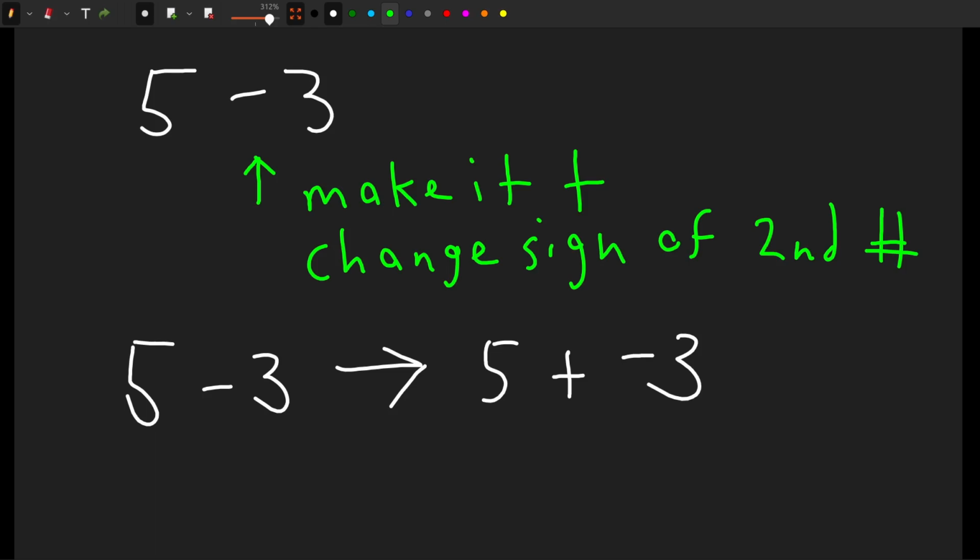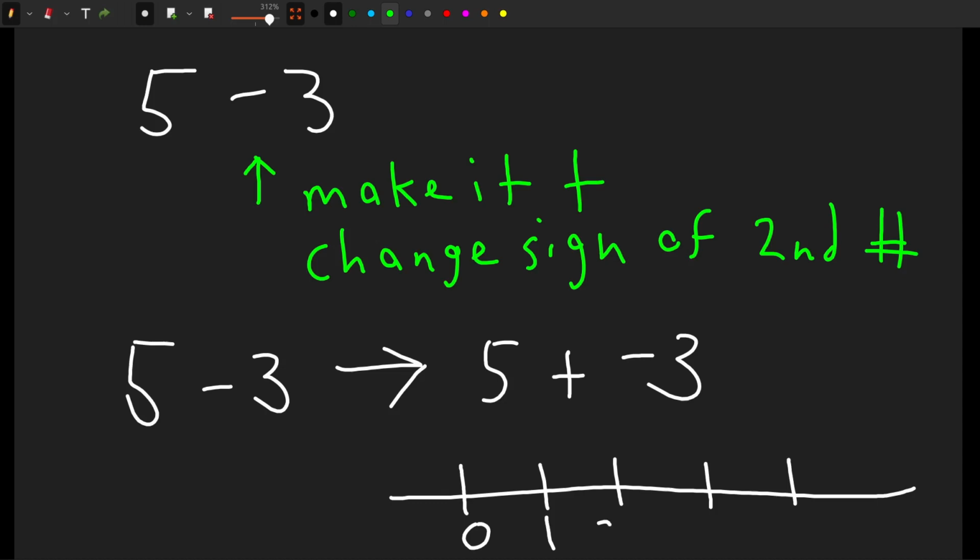Okay? So we would get our number line out. We would start at 5, and I'm going to do this really fast. 1, 2, 3, 4, 5. 0, 1, 2, 3, 4, 5. And then we go back 3 spots. So we go 1, 2, 3. And we get positive 2.